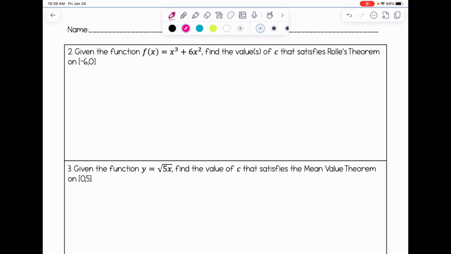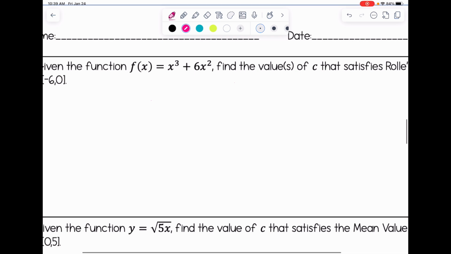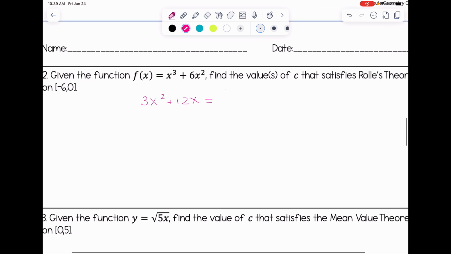Okay, for number 2, given the function f of x equals x cubed plus 6x squared, we're going to find the value or values of c that satisfy Rolle's theorem on the closed interval -6 to 0. So we are going to set the derivative, so that would be 3x squared plus 12x, we can use power rule to get that, equal to the average rate of change. Now, again, since we're using Rolle's theorem here, we are going to set this equal to 0. Okay, but if we did plug in -6 into the function and we plug 0 into the function, that slope would come out to be 0 as well.